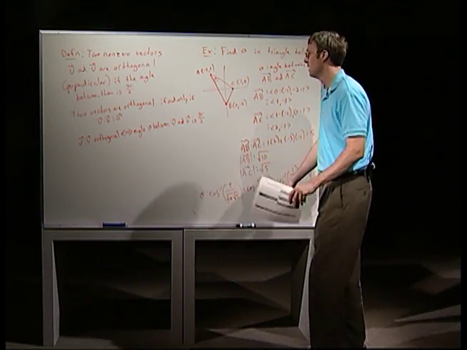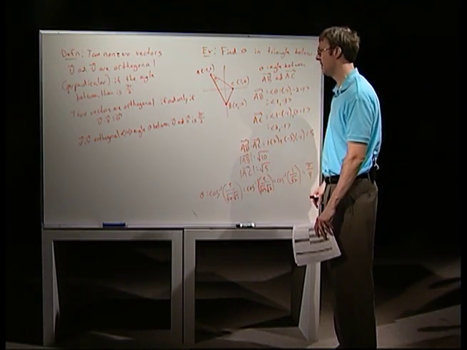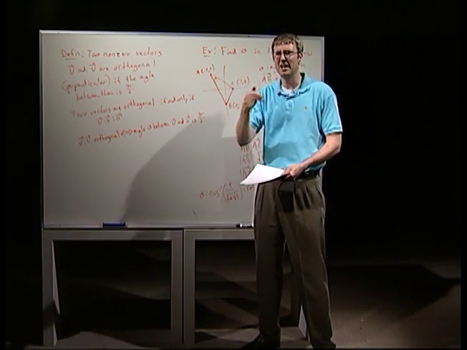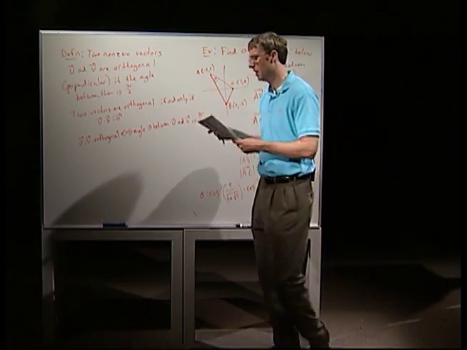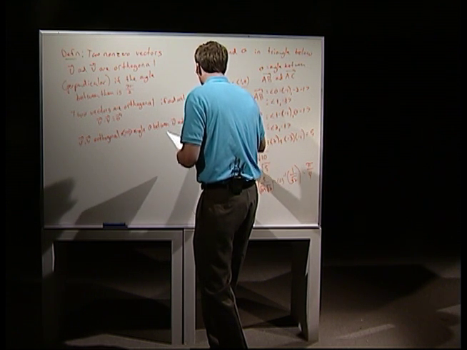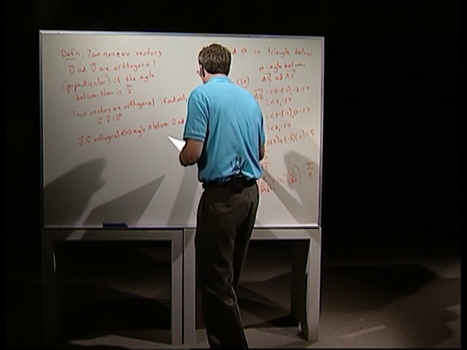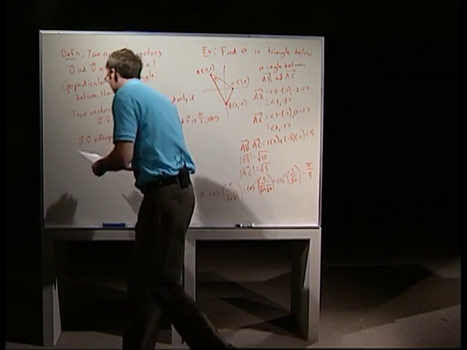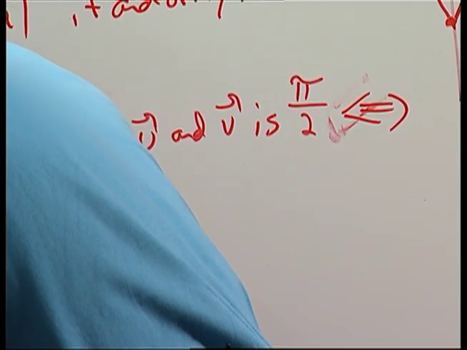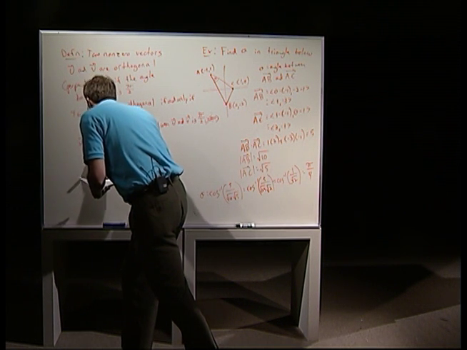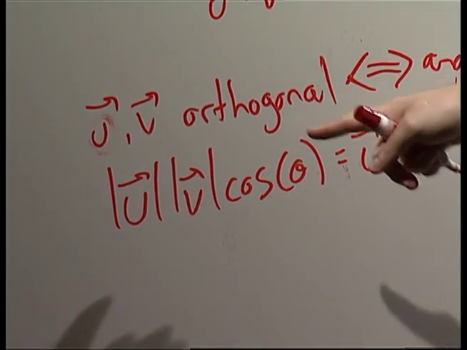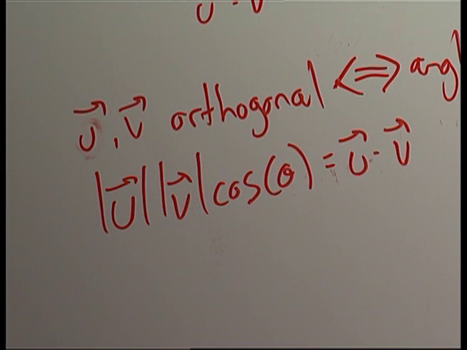And if you think back to what the dot product was, remember we had the result that the dot product was cosine theta times the magnitude of the vectors, right? So now we can say, if and only if, here is your dot product equals the magnitude of u times the magnitude of v times cosine theta.